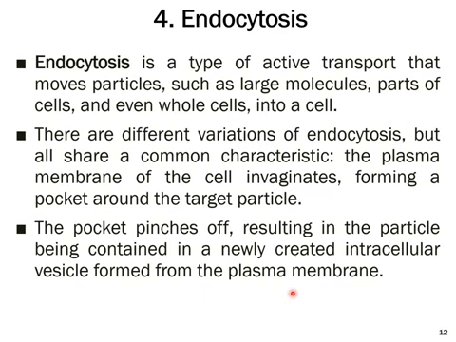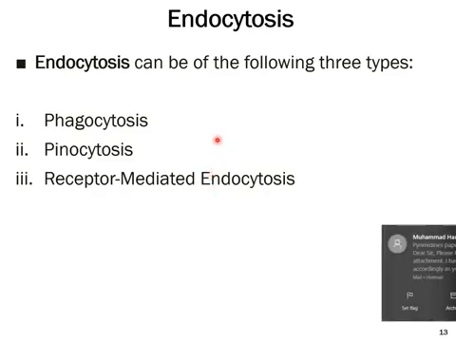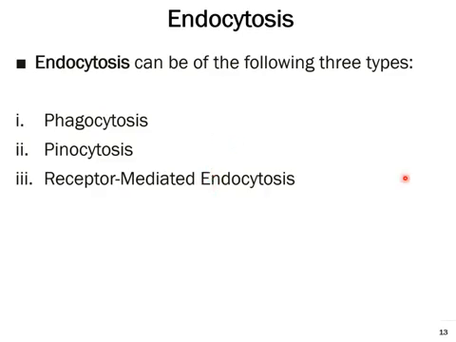You'll clear yourself about this process on the next slides, with the help of some figures. But first we see how many types of endocytosis there can be. So endocytosis can be of the following three types: it can be phagocytosis, it can be pinocytosis, or it can be receptor mediated endocytosis. These three different types of endocytosis will be discussed in the next slides.